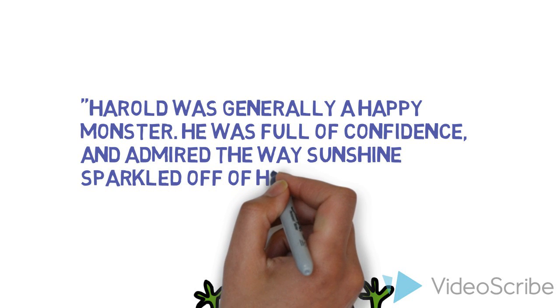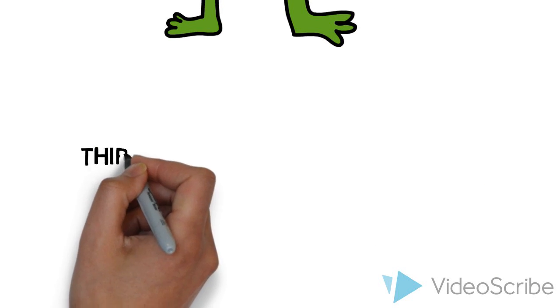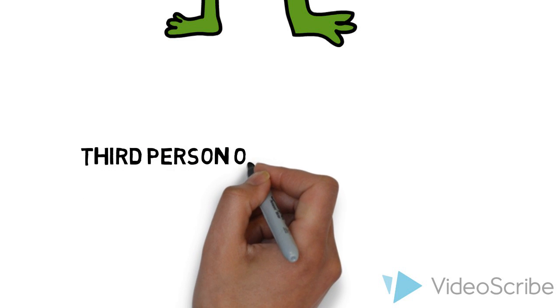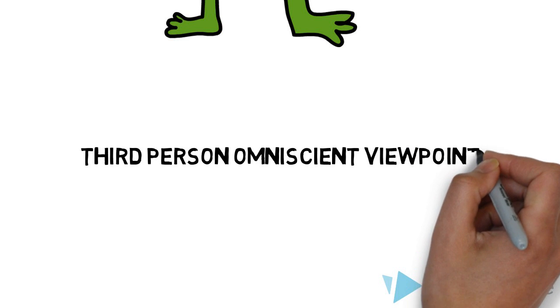Although it varies, most often the third-person narrator is omniscient or all-knowing. This means that they know the characters in the book, what their pasts were like, and what will happen to them in the future. This is called the third-person omniscient viewpoint.